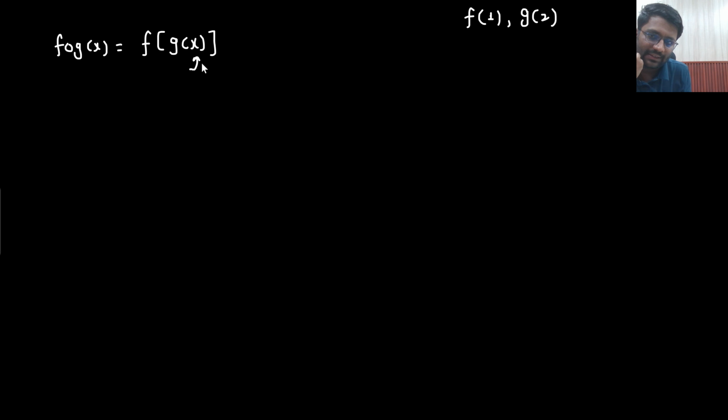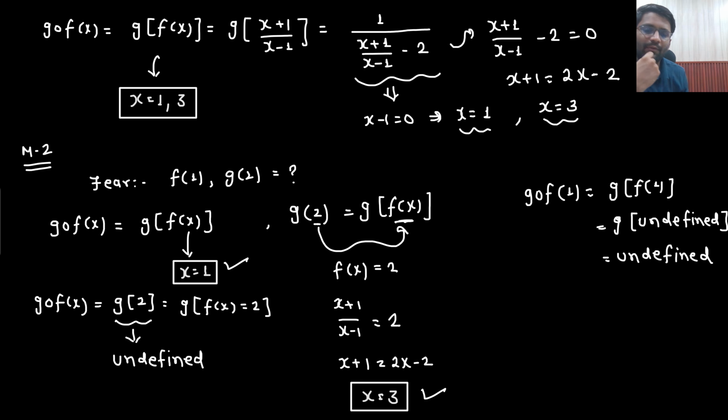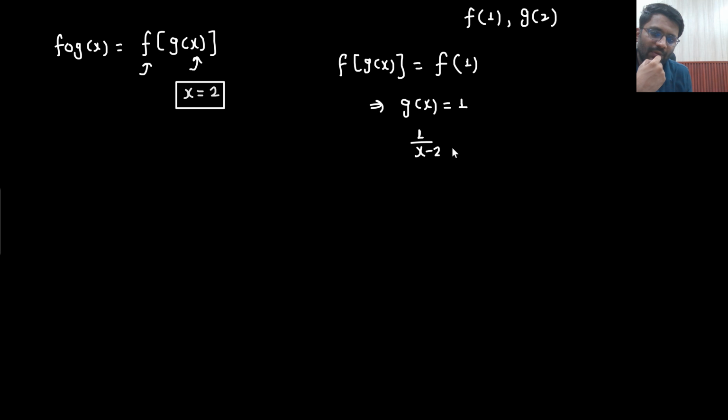So I will go here and ask what is the problem for you. He will say x equals 2 is the problem. That's it. Now I will go and ask who is your problem. He will say f of 1 is a problem. In f of g(x), f of 1 is the problem. That means g(x) equals 1 is a problem. What is g(x)? g(x) is 1 upon x minus 2. That should equal 1. So who is the problem? x equals 3.